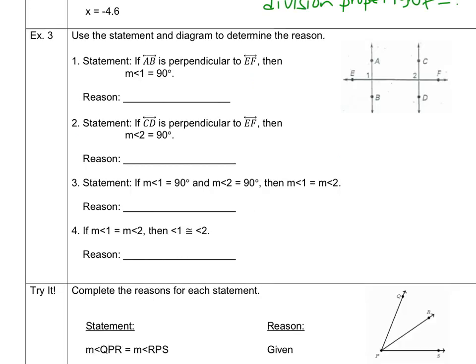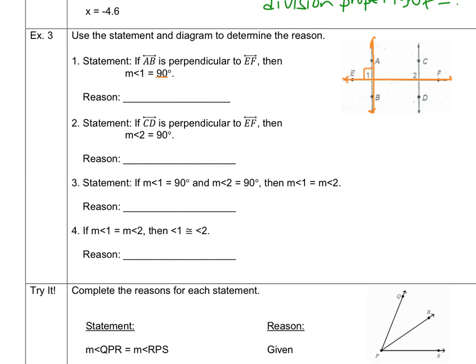For example 3, it says use the statement and diagram to determine the reason. Statement for number 1, if AB is perpendicular to EF, then the measure of angle A is 90 degrees. If I look at the picture, AB runs top to bottom, and then EF goes left to right straight across. If they're perpendicular, remember they form that right angle in the corner, then angle 1 equals 90 degrees. Okay, so that makes sense.